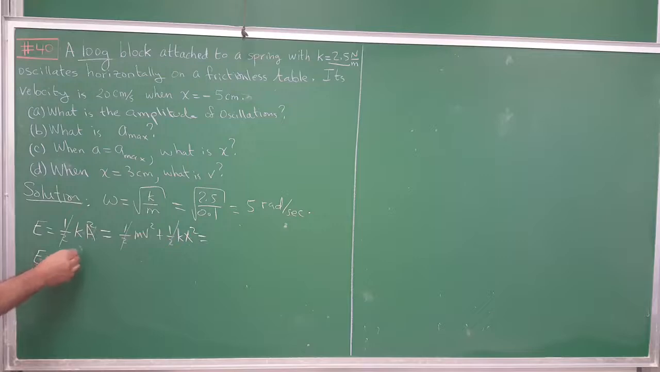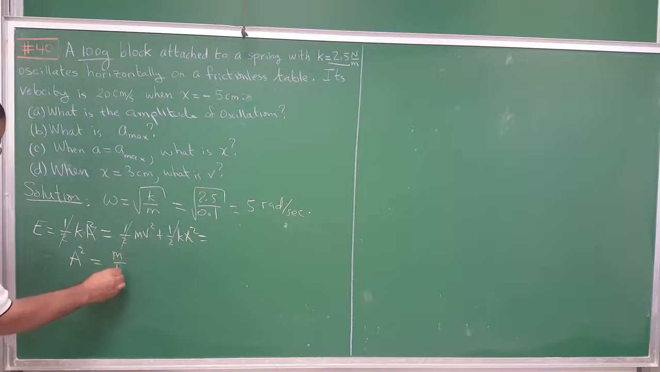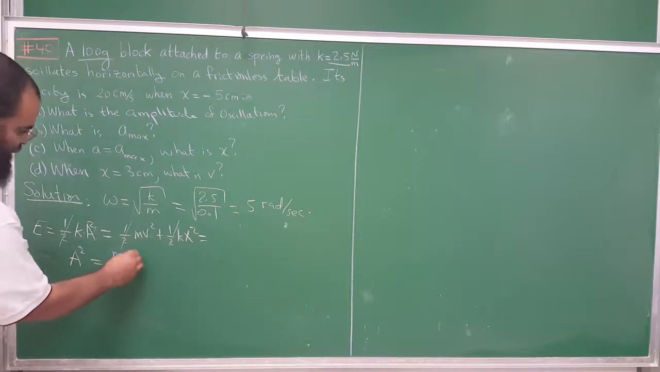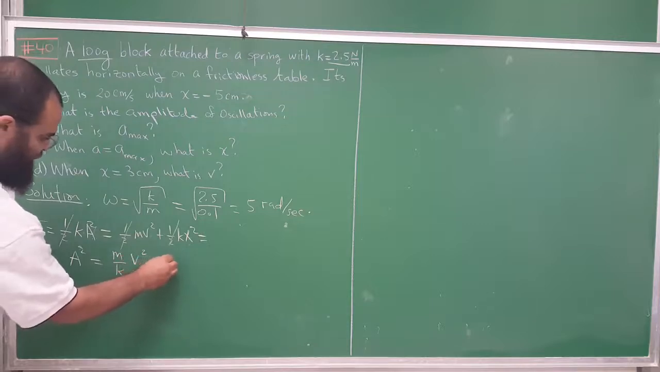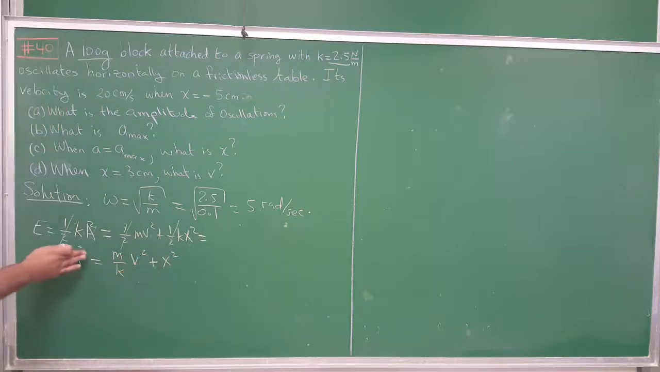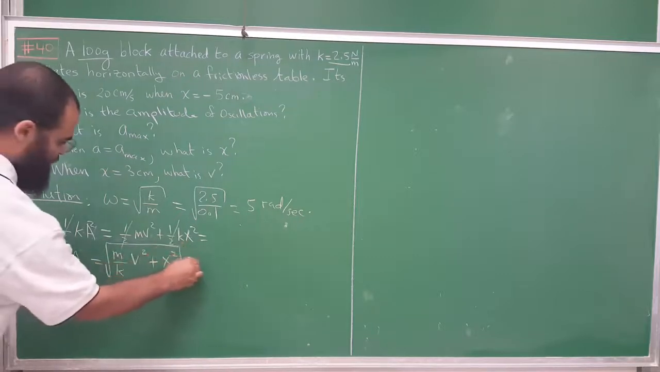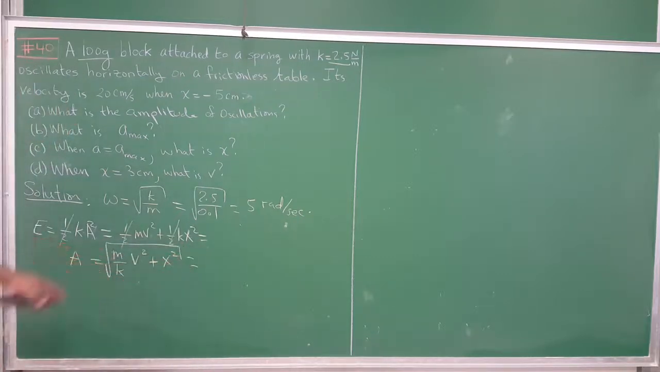Divide by k, and on the left side you get a squared equal to m over k times v squared plus x squared. So to get the amplitude, just take the square root of this. Let's do that. The mass over k: the mass is 0.1 and k is 2.5, so 0.1 over 2.5. The speed is 2.5 centimeters per second, so that's 0.2 meters per second. So times 0.2, but don't forget to square it. And then plus x squared.